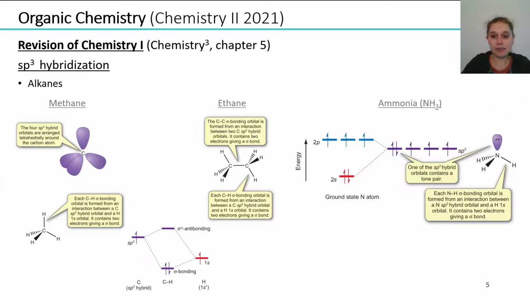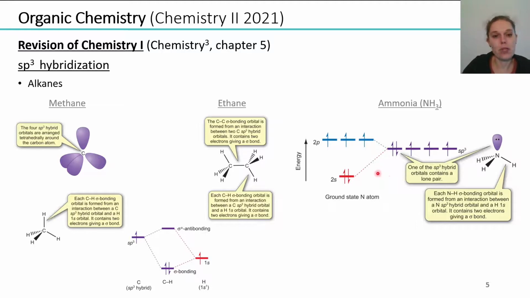And the lone pair on the nitrogen can, for example, interact with a proton to form NH4+, which explains the basicity of ammonia. And if we have a look at the energy profile, you can see again a very similar picture as already seen for the carbon atom.